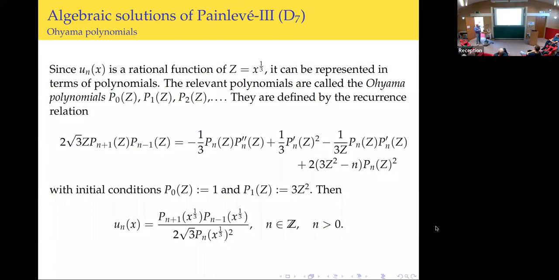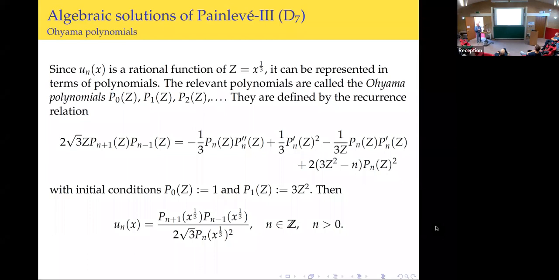So anyway, what you're supposed to do to build the solution is you take un of x as just this Pn plus 1 times Pn minus 1 divided by 2√3 Pn squared, all evaluated when z is x to the 1/3, just like that. And that's a sort of closed formula, in terms of this recurrence for polynomials, of the algebraic solution of the D7 equation, just like that.